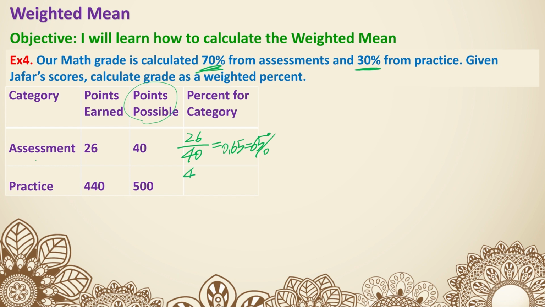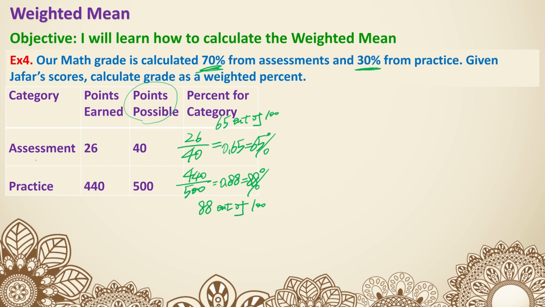Practice, we're going to do the same thing, 440 over 500, which is going to be 0.88, and that is 88%, which in other words means if the total is 100, Jafar has earned 88 points out of 100 for practice. So let me write that down: 65 out of 100, and this is 88 out of 100. But here's the issue. It's not out of 100. It's actually out of 70.